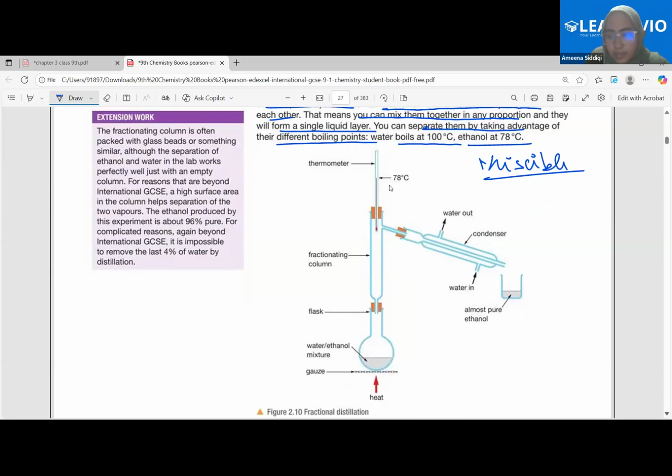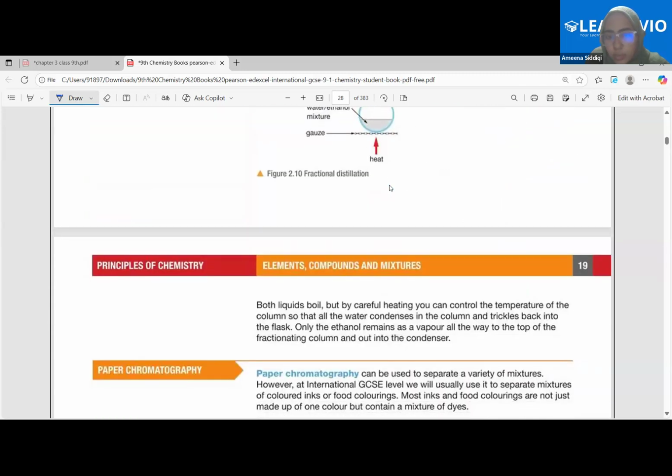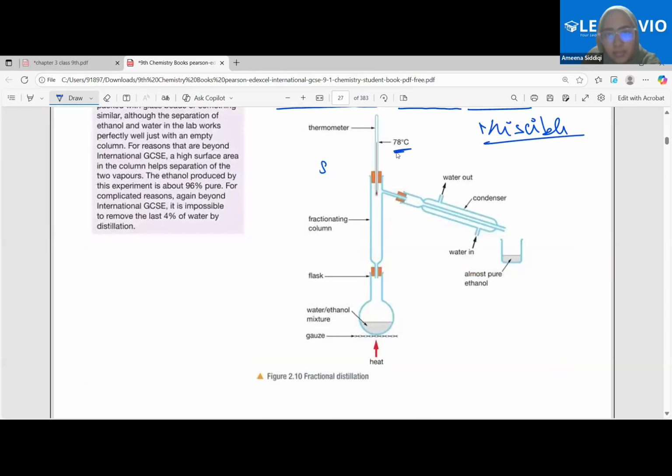Now, what would they do? Both liquids boil, but by carefully heating, you can control the temperature of the column. Here the same concept is told in a different manner. Let's suppose they have two components, ethanol and water. Ethanol will boil at what temperature? 78. So let's suppose they have 80 degrees Celsius as the temperature. Water is still in the liquid form. The ethanol will form the vapor and it will condense out. Water is still in the liquid form. Is it clear or not?